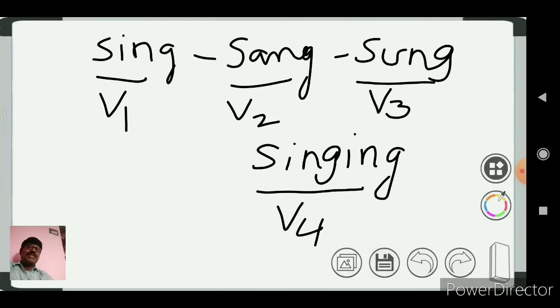Yes, this is base form. Sing, V1, simple present form. Sang, V2, simple past form. Sung, V3, past participle form. Singing, V4, present participle form. Like this, to any kind of verb, we can write four forms. One more verb.